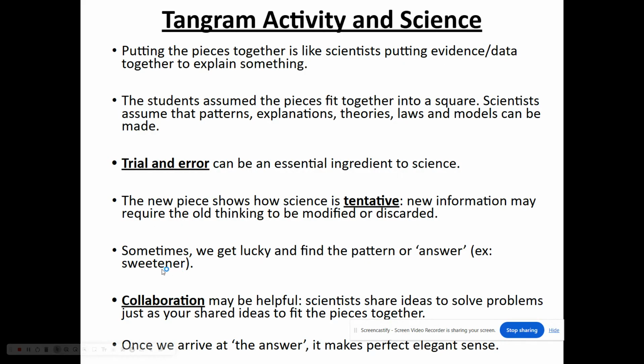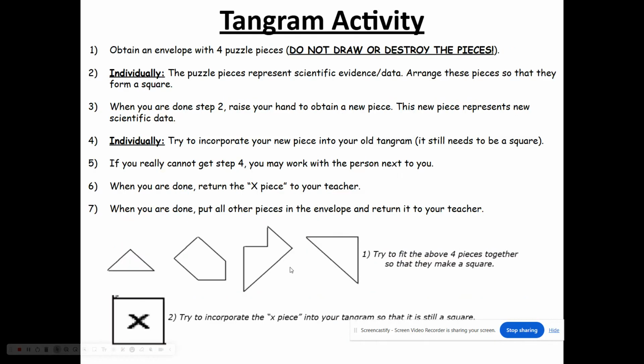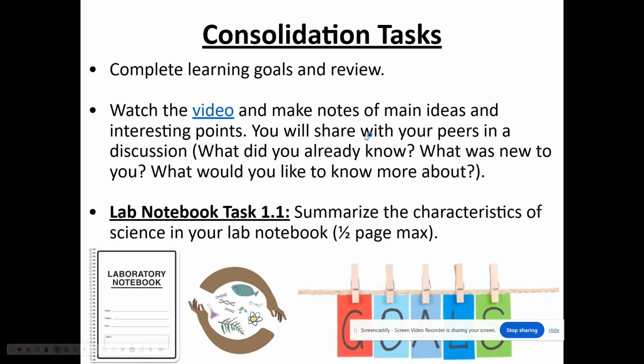So one example of that is sweetener. Artificial sweetener was actually discovered by accident, where scientists had a bunch of chemicals in the lab. The scientists licked their finger and noticed it tasted sweet. And you should never do that. You should never lick your finger after you're in the lab. It basically discovered artificial sweetener that you would put in your coffee or tea. And so that was an unplanned experiment. It was an unplanned discovery. And sometimes luck just happens. But the whole point is that this tangram activity was used to relate to all the different characteristics of science.